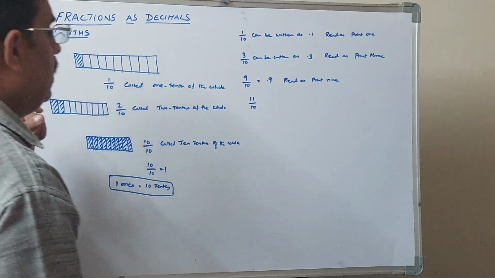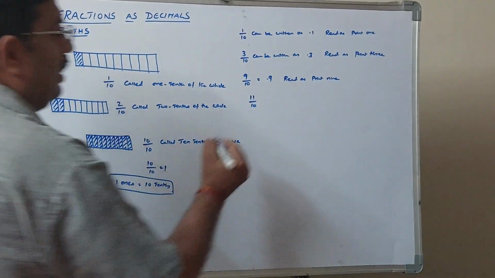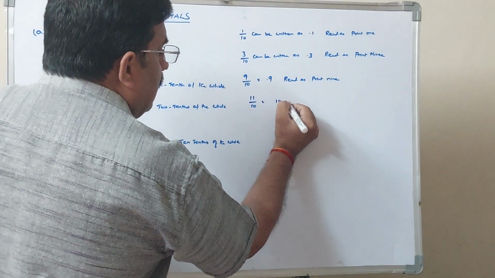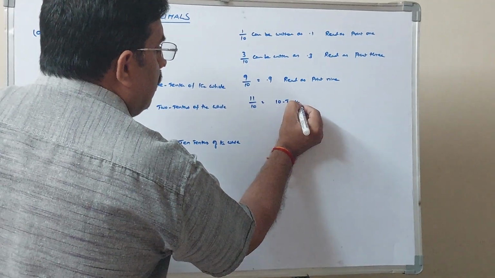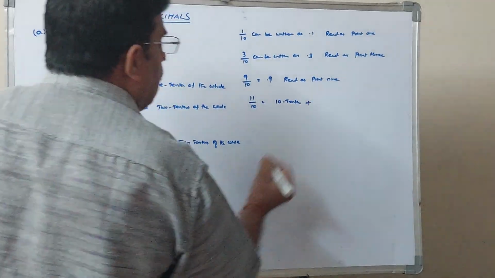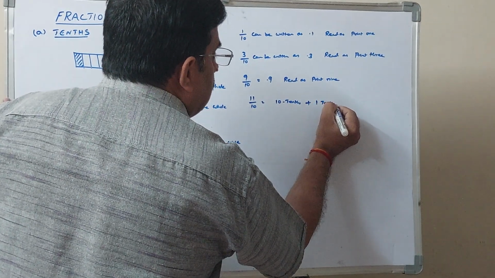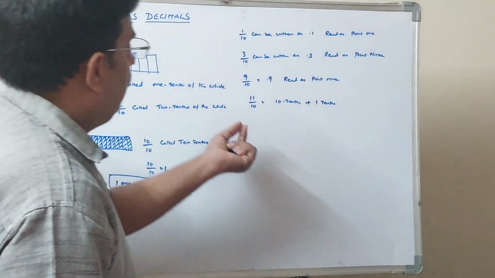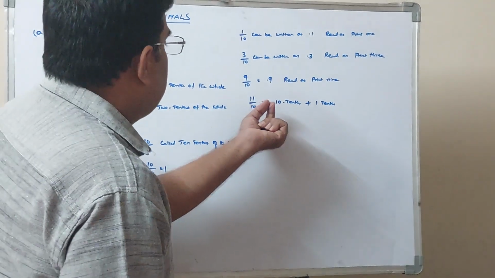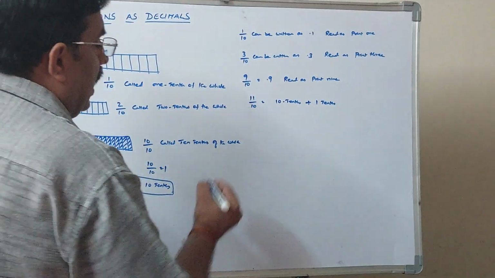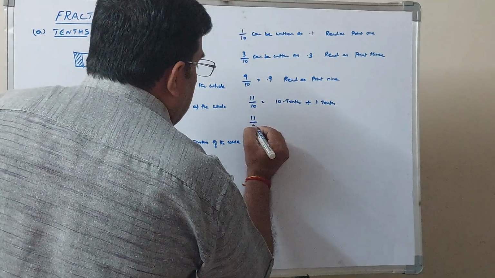11 by 10 means there are 10 tenths plus 1 tenth. 11 by 10 you can write as 11 tenths, 10 tenths plus 1 tenth.